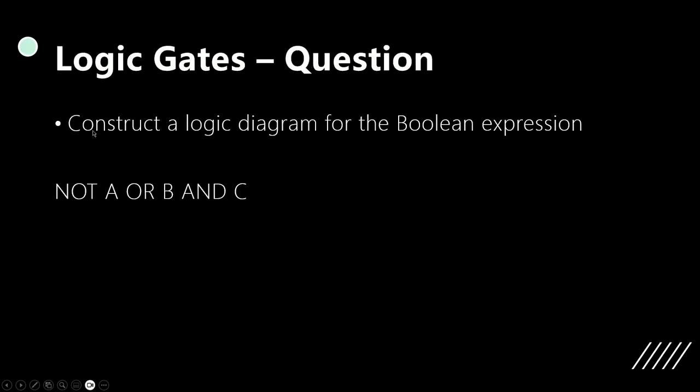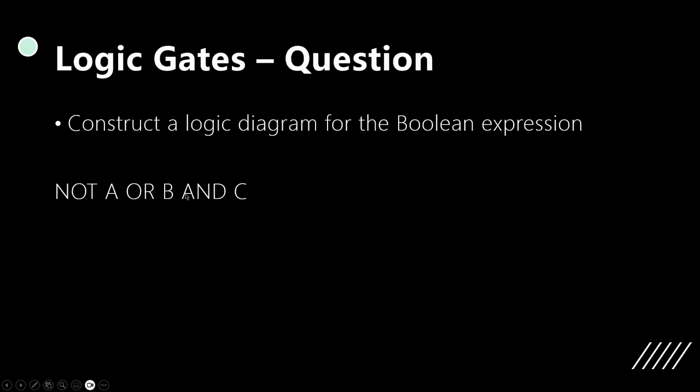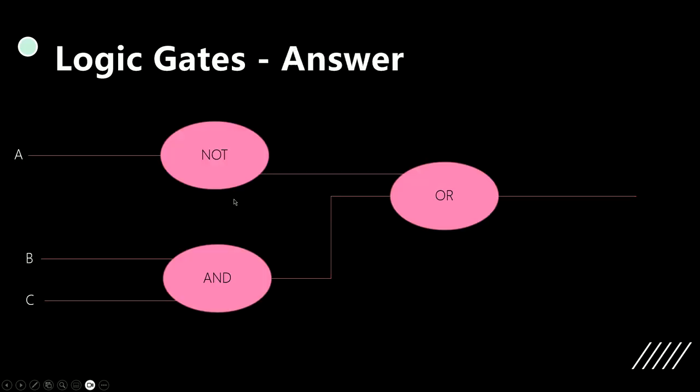And then logic gates. So a quick question is to construct a logic diagram for the Boolean expression NOT A OR B AND C. Now AND comes before OR. So the reason why it's not NOT A and then OR B and then you put AND C at the end is because the AND has to go first. So B and C, and NOT A, they go into the OR operator and then they output that.